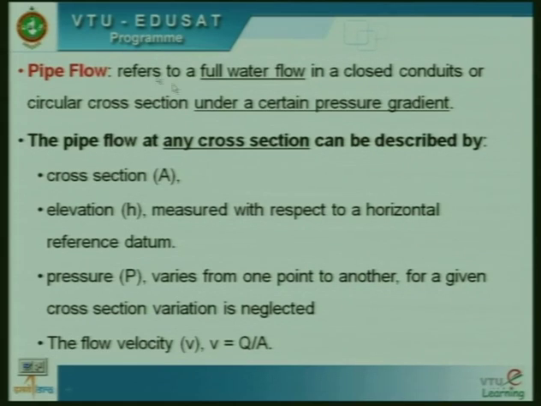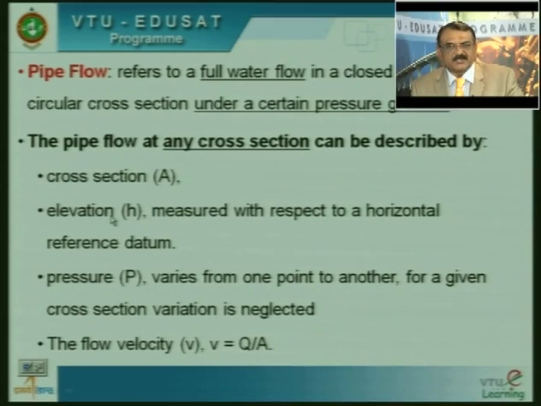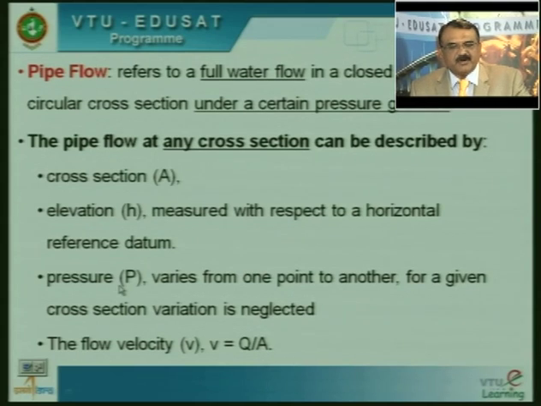Whenever I am talking about pipe flow, this refers to a closed conduit of circular cross section under certain pressure gradient. This is the basic definition of a pipe flow. Now, what are the characteristics of a pipe flow? It can be described by the cross section A. The pipe is placed with reference to a datum at a certain level, which we call elevation. Then we talk about pressure. Once the fluid starts flowing through the pipe, the pressure varies from point to point.